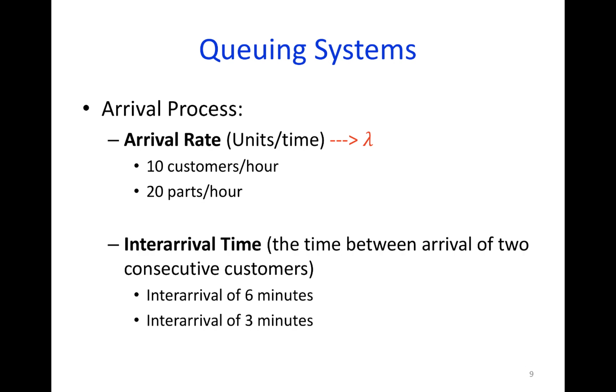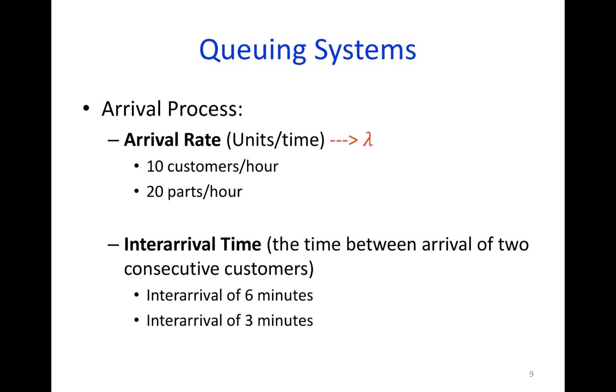The other way is using interarrival time. What do we mean by interarrival time? That's the time between arrival of two consecutive customers. Okay, so for example, if we have 10 customers coming to a bank per hour, what is the time between arrival of two consecutive customers? Obviously, every hour has 60 minutes. If we get 10 customers in 60 minutes, that means that every 6 minutes, one customer has arrived. So interarrival time, or the time between arrival of two consecutive customers, is 6 minutes.